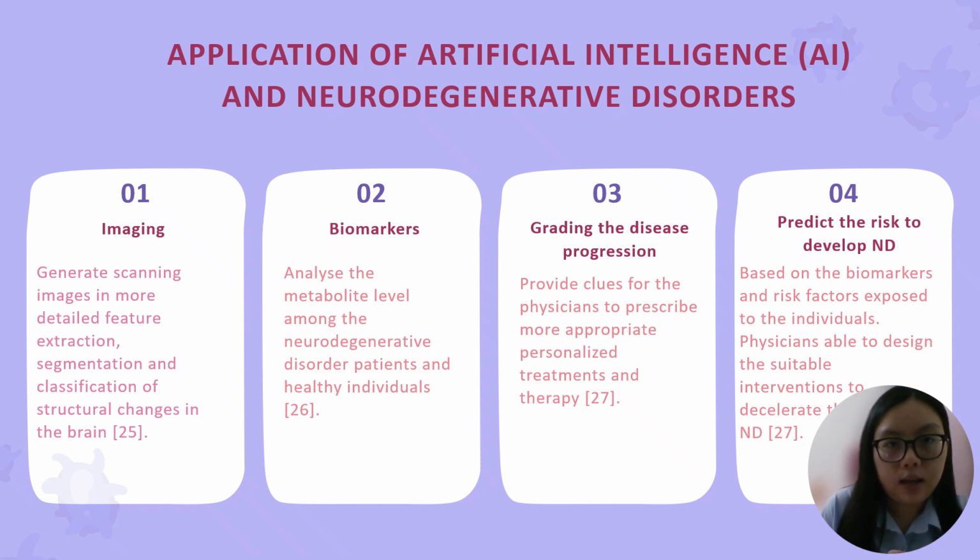Furthermore, deep learning algorithm has shown its competency and accuracy in identifying the significant metabolite level difference between the neurodegenerative disorder patients and healthy individuals. Apart from that, the researchers are also investigating its potential use in grading the disease progression that provides clues for the physicians to prescribe more appropriate personalized treatments and therapies.